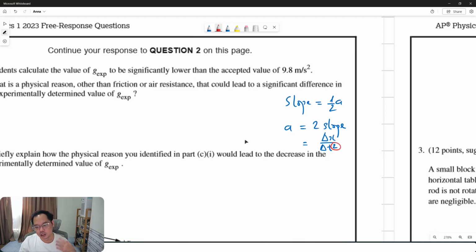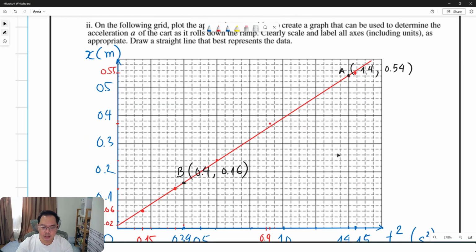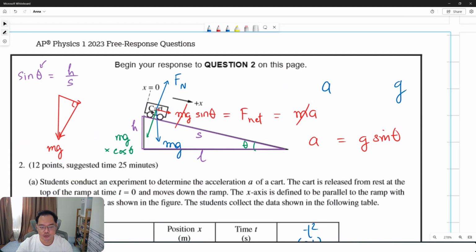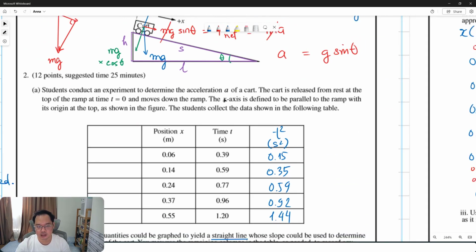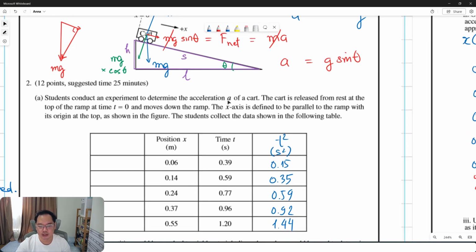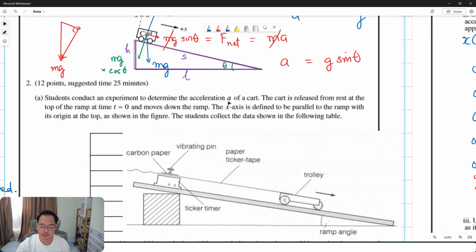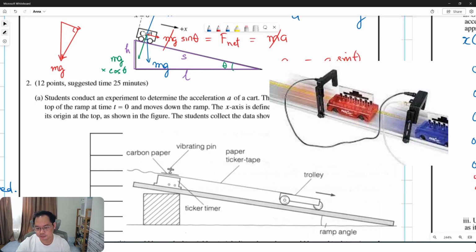Because you square the time, a tiny, slight change in the time will affect the accuracy of the experiment a lot. And measuring the time in this experiment is not easy. There are many ways that you can measure the time of this object's motion at different positions, because the distance is very small like this. So you need advanced devices to measure the time, such as using a ticker tape, or using a photo gate.